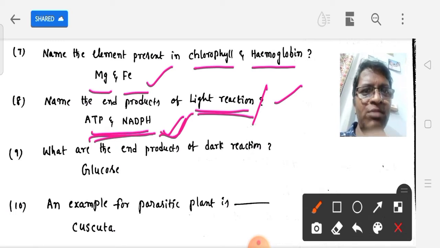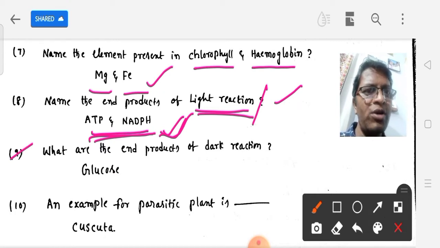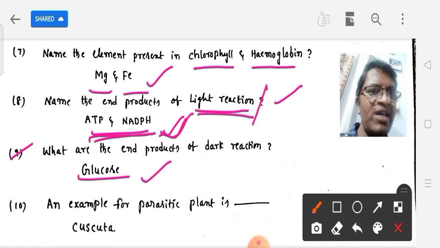Then we can go for ninth bit. Yes, what are the end products of dark reaction? Glucose is the end product of dark reaction. Glucose is then stored in the form of starch.